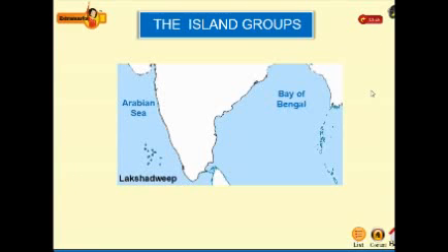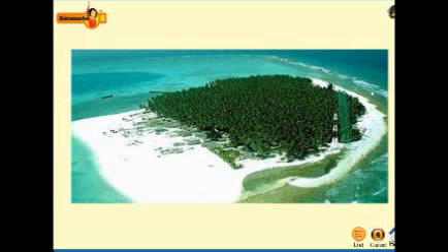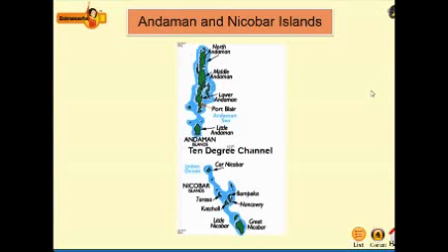The island groups. You learned about island groups in your previous class itself, isn't it? Yes, in the Arabian Sea and Bay of Bengal, the island groups are first the Lakshadweep, next the Andaman and Nicobar. First, let's see about the Lakshadweep. These are the small islands. See here, these are the Lakshadweep. And let's move on to the Andaman and Nicobar Islands.